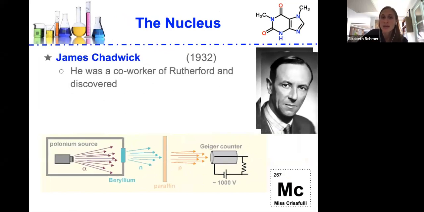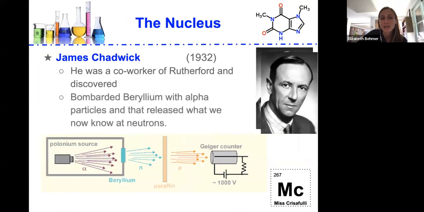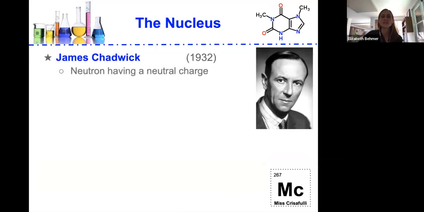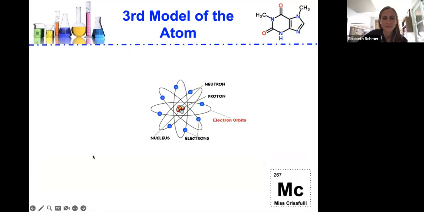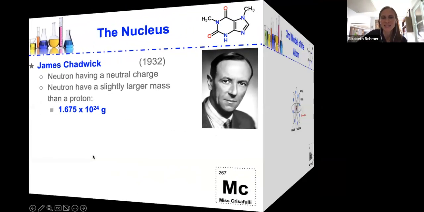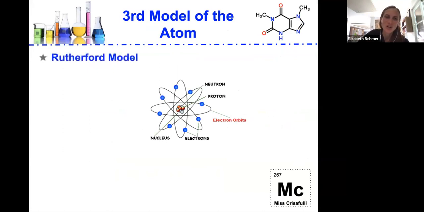He was a co-worker, and he bombarded beryllium with alpha particles, and that released what we now know as neutrons. So Chadwick was the man to discover this third subatomic particle called a neutron. Neutrons have a neutral charge, and they have a slightly larger mass than a proton at 1.675 times 10 to the negative 24 grams. So then we get to this third model of the atom, which includes the Rutherford model as shown here.